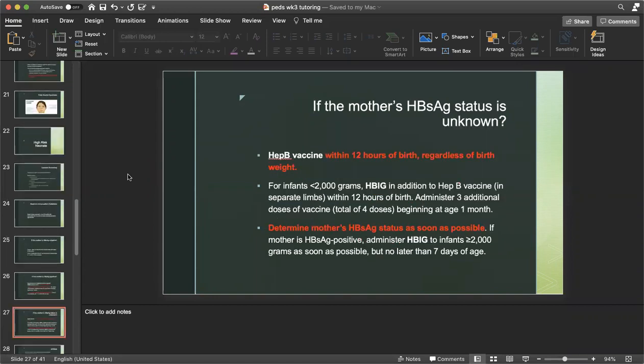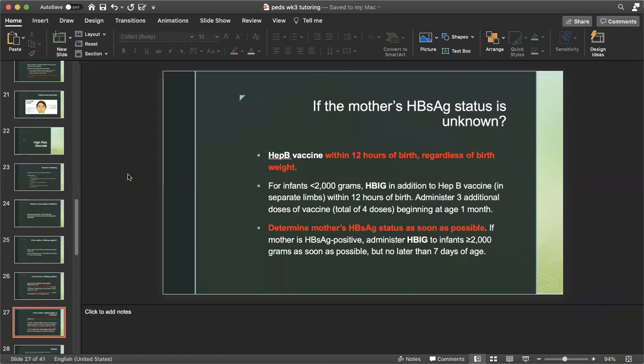If the mother's HBsAg status is unknown, again, it'll be given within 12 hours of birth, regardless of the birth weight, because they could be at higher risk and we don't want to take the risk and not give it, and then something bad happens with the newborn. So you just want to give it regardless. For infants less than 2,000 grams, HBIG in addition to Hep B vaccine within 12 hours of birth, and then administer those 3 additional doses beginning at 1 month.